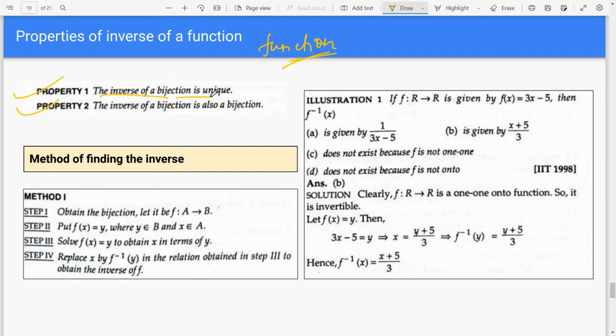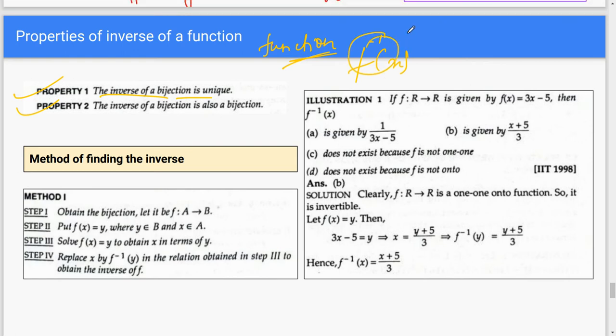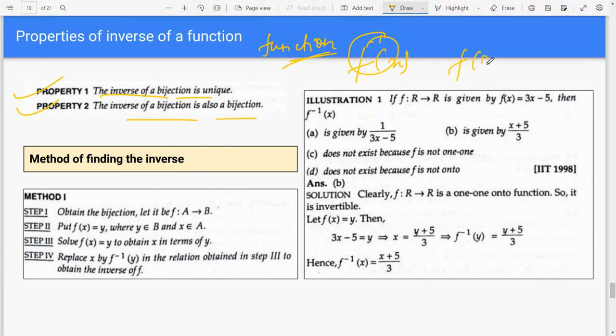The inverse of a bijection is unique. So whatever function you are talking about, the inverse of a bijective function is going to be a unique function. It's not that two or more different functions will be there. The inverse of a bijection is also a bijection. Let's say f(x) = y is a bijection, then f inverse of y is equal to x. This is also a bijection.